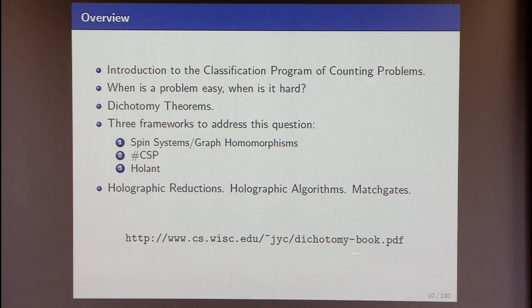I'm actually writing a book, and it's currently in draft form. It's on my website. You can download it, and some of the talks here will be based on some chapters. For example, today's is going to be on the chapter on matchgates.